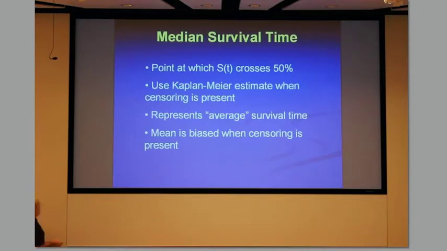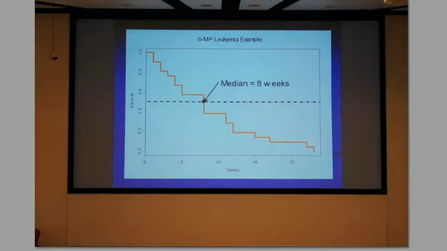And this is the mean computed from the Kaplan-Meier curve, not the mean computed by adding up the survival times and dividing by the number of survival times, because that estimate of the mean is totally biased. You can actually get one that's less biased by using the area under the Kaplan-Meier curve, which is another way of computing an average. But again, it's biased because of the censoring. Basically, you can't estimate the right tail of the distribution when you have censored survival times. So the median is the point at which the survival curve crosses 50%. For these data, it's 8 weeks.